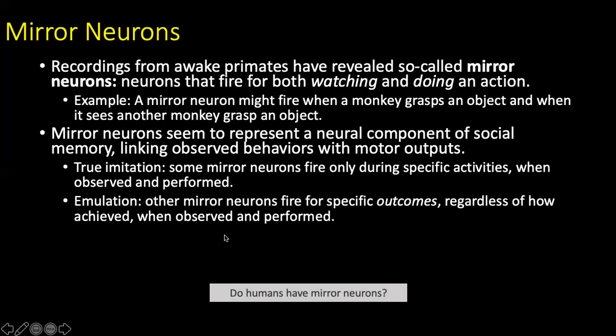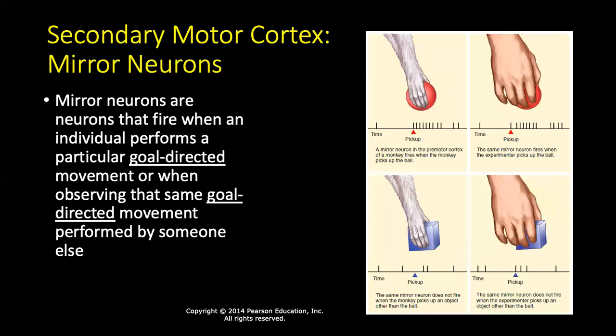And so, one question that we'll get to is, do humans have mirror neurons? Because we're talking a lot about monkeys, but let's talk a little bit about monkeys first, right? So this is an example of a study recording from mirror neurons, right?